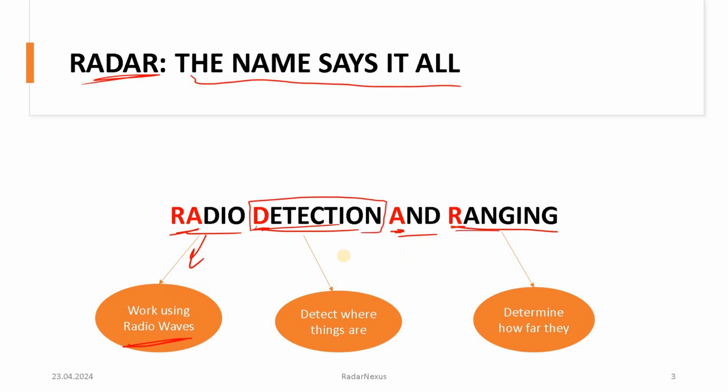Ranging means it can know how far the things that have been detected are from the radar. So as you can see, it's very simple: radio detection and ranging. And by understanding these three words, you can already understand a lot of things about radar. So let's go a little bit deeper.